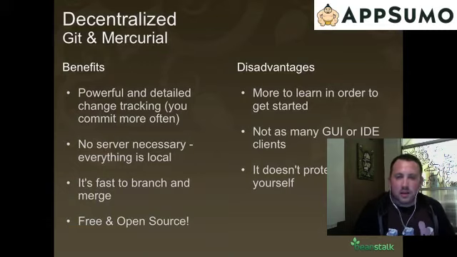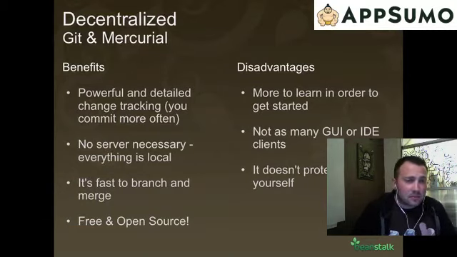So the two most popular tools that are decentralized are Git and Mercurial. Once we get through this intro, we'll be focusing more on Git, and they share a lot of pros and cons and other even commands and attributes.